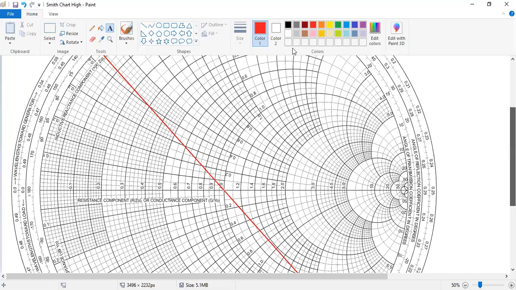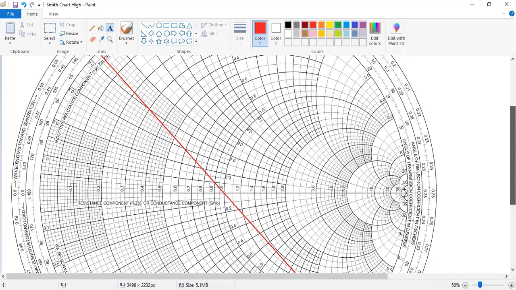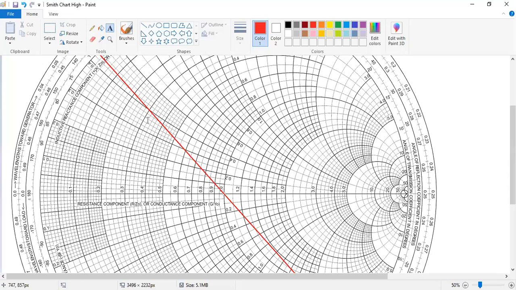0.35 plus 0.42J. 0.35 should not come. 0.32, sorry. Or it will be almost 0.3. It will be here 0.3 and J equals 0.4. So it will be here. This is 0.4. I'm getting this point here.